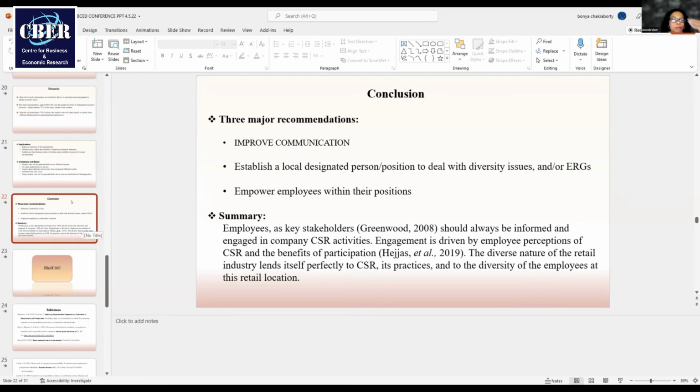In summary, the employees as key stakeholders should always be informed and engaged in company corporate social responsibility activities. Engagement is driven by employee perceptions of corporate social responsibility and the benefits that they may get from participating. And the diverse nature of the retail industry lends itself perfectly to corporate social responsibility, its practices, and to the diversity of the employees at this retail location.